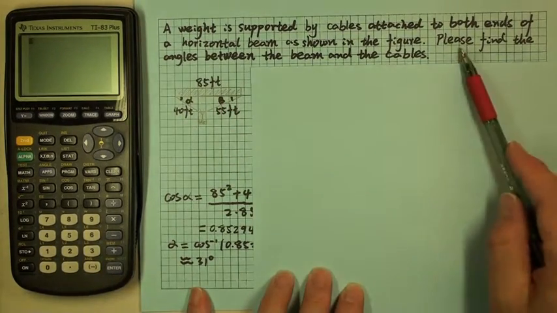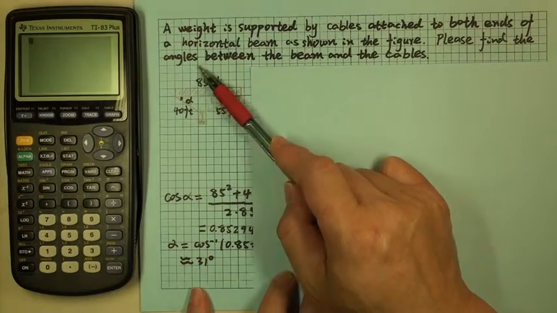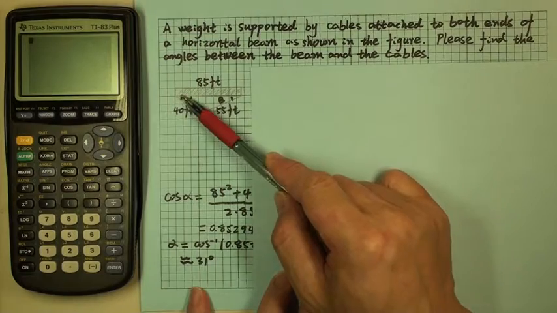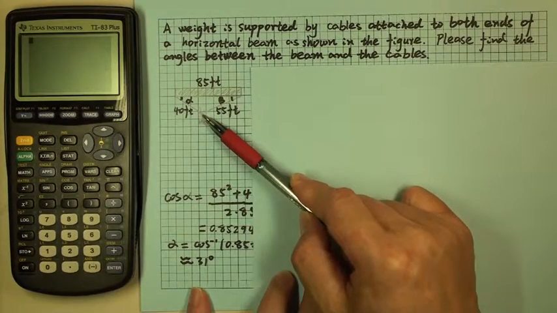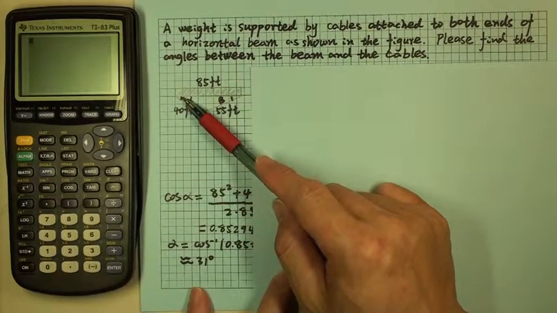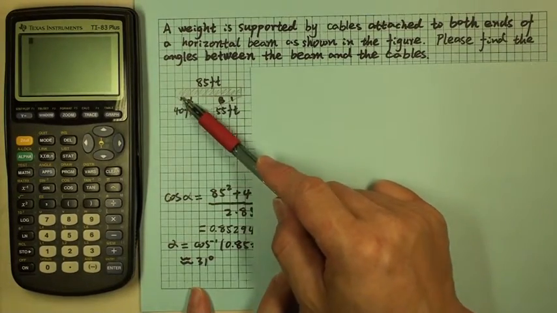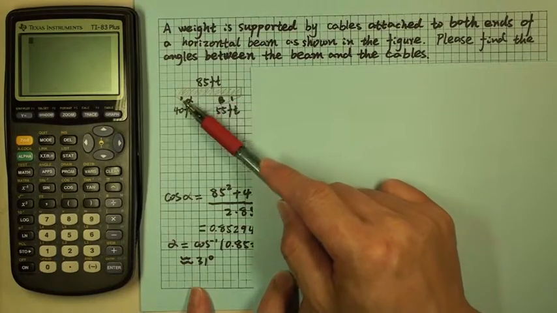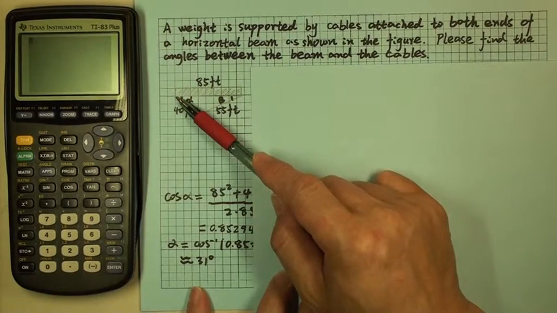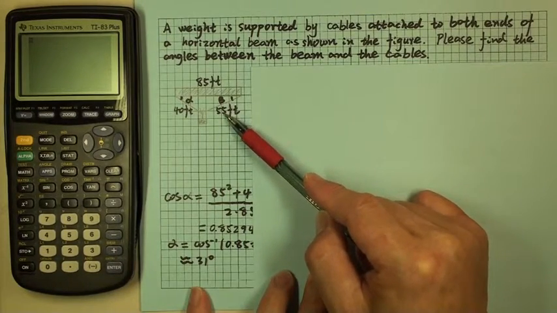Alright, so here is what we need to find out: the angles between the beam and the cables. So this is the beam and this is the cable, one cable, another cable. We need to find the angle alpha and the angle beta. We know the length between the two ends of the cable is 85, and the length of this cable is 40 feet and this one is 55 feet.